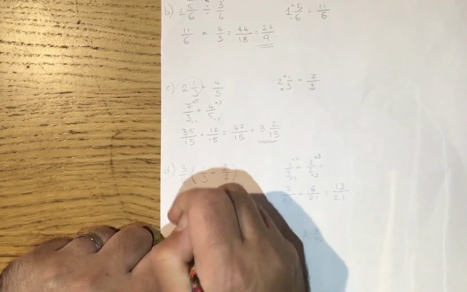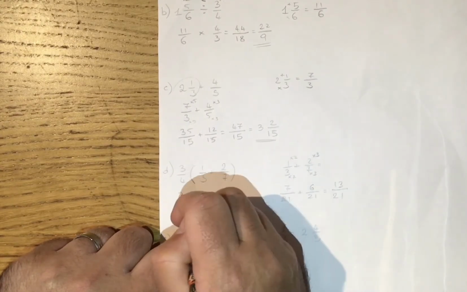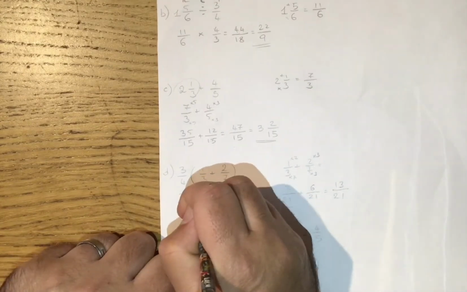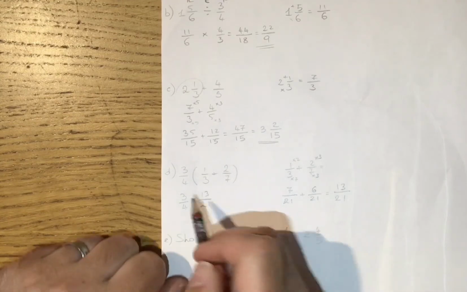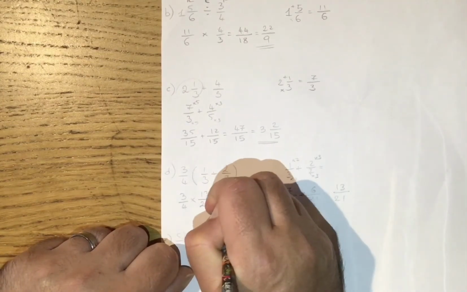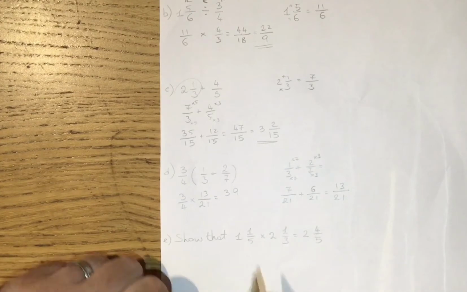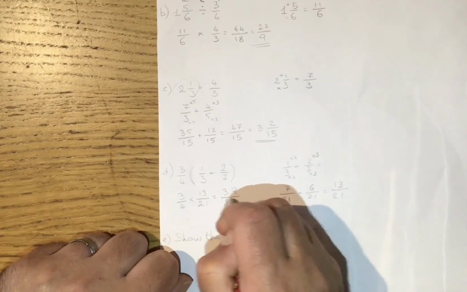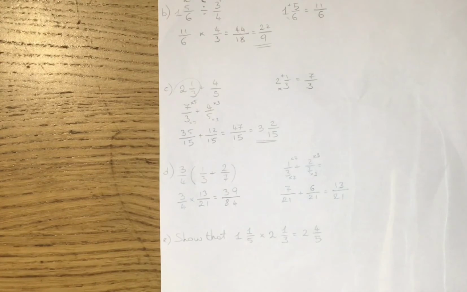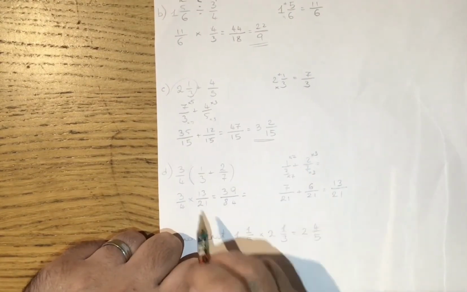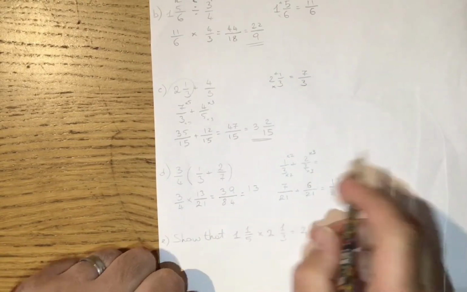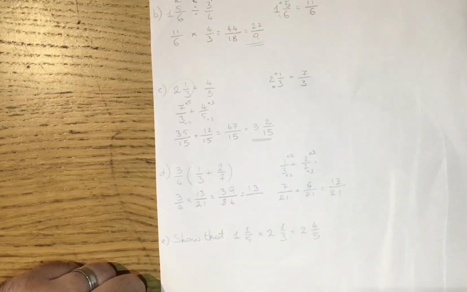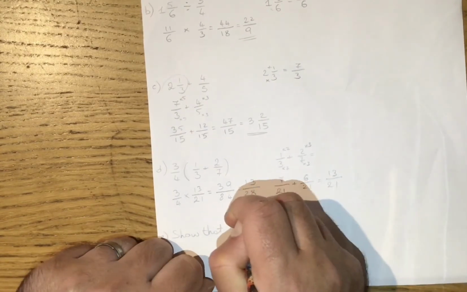Let's finish this. When we've got something in front of a bracket, it is the same as a times. So 3/4 times 13/21. Numerator with numerator, 3 times 13 is 39. 4 times 21 is 84. They are both in the 3 times table. So how many 3 goes in 39? 13. How many 3 goes in 84? 28. And that's the final answer.